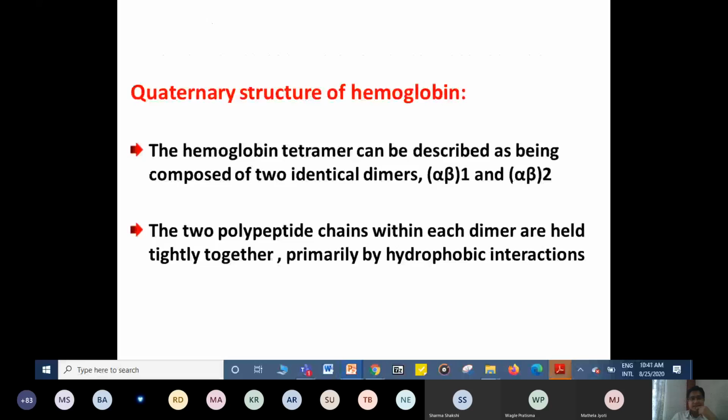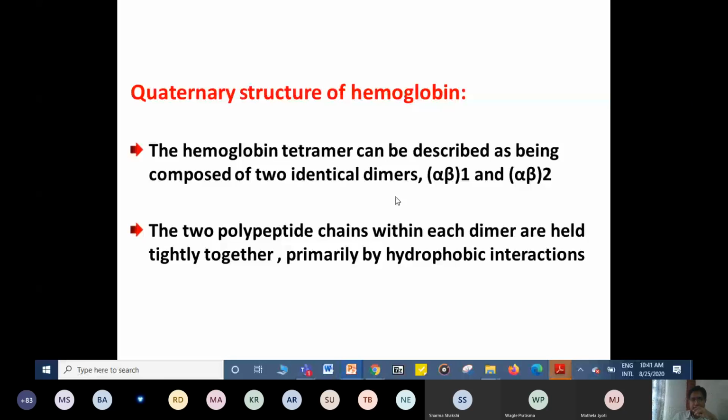Okay, quaternary structure of hemoglobin. By this time you all know the hemoglobin is a tetramer and can be described as being composed of 2 identical dimers. Hemoglobin is a tetramer consisting of 4 chains, 2 alpha chains and 2 beta chains. Hemoglobin is also a dimer consisting of 2 alpha beta chains, alpha beta 1, alpha beta 2.